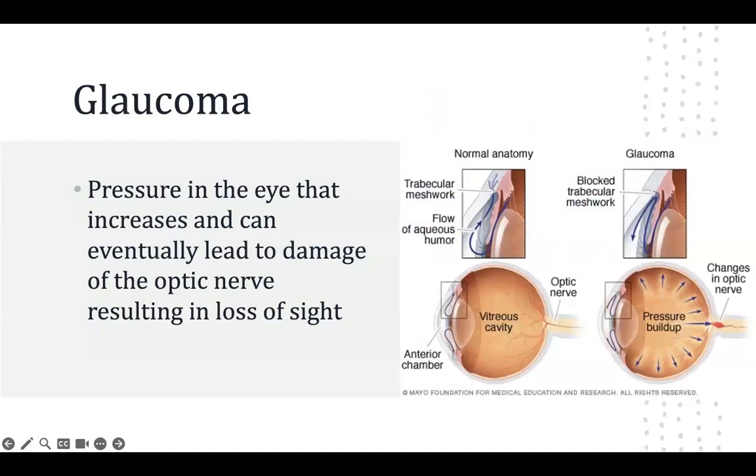The next one is glaucoma, which is pressure in the eye that increases and can lead to damage to the optic nerve and eventually loss of sight. So you can see this is what the cavity should look like. If there is glaucoma, that pressure in the eye builds up, and so it can cause a lot of damage to that optic nerve due to the amount of pressure. And it's really serious, and something that they test for when you go to do eye exams to help in preventing that from happening, so they can detect it and make sure that your eyes are healthy and no issues.